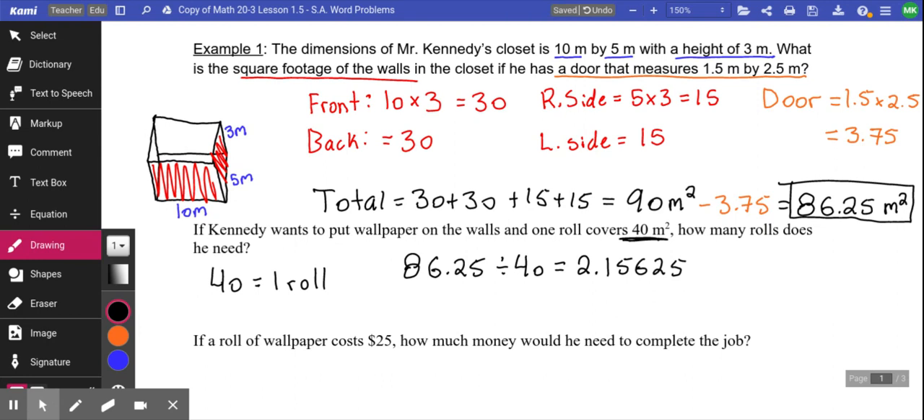Matthew said you buy 3 rolls. He said 2 rolls, right? And he's right, because 2 rolls wouldn't be enough. If you wanted to wallpaper your walls, you would need 2.15625 rolls. But you can't buy 0.15625 of a roll, so you round this number up to a total of 3 rolls. Even though you're going to have extra, you needed that extra to cover the entire thing. So it takes 3 rolls of wallpaper to do that.